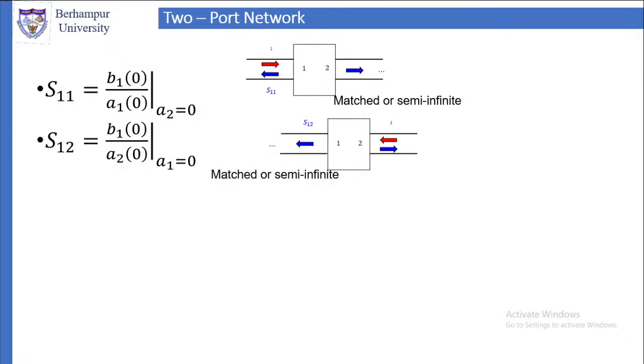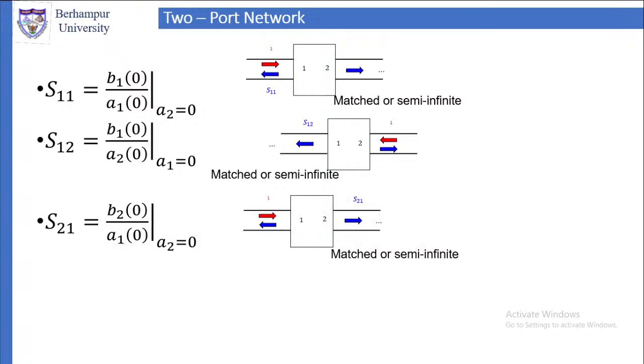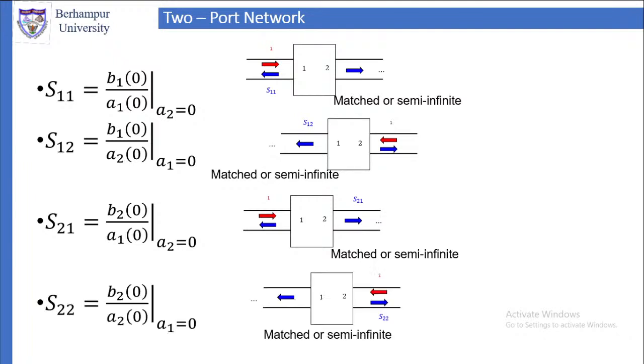S12 you can also represent in this manner. Pictorially you can represent S12 like this, with A1 equal to 0. Since A1 is equal to 0, in port 1 you can assume that there is a matched port or a semi-infinite line connected to port 1. For S21 again, port 2 is matched or connected to a semi-infinite line. For S22, port 1 is matched or a semi-infinite line.